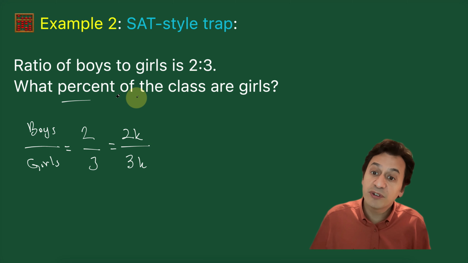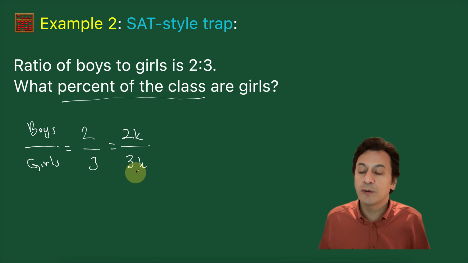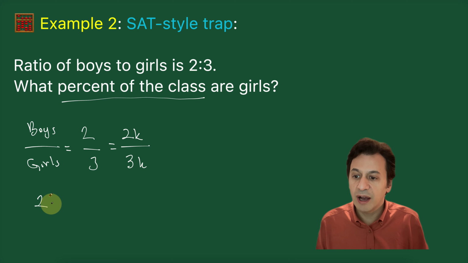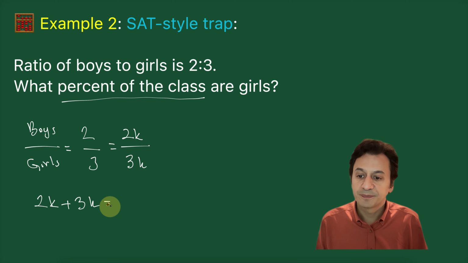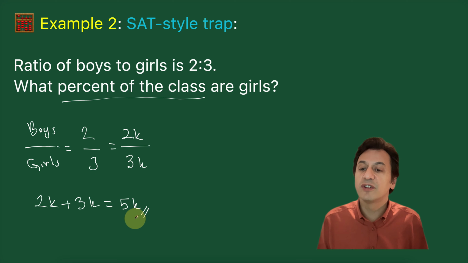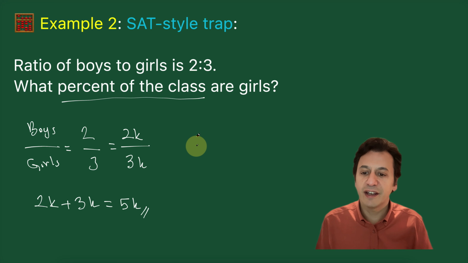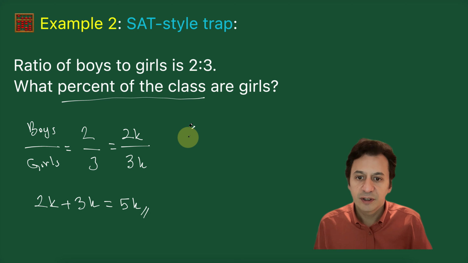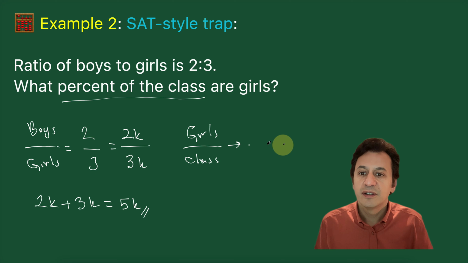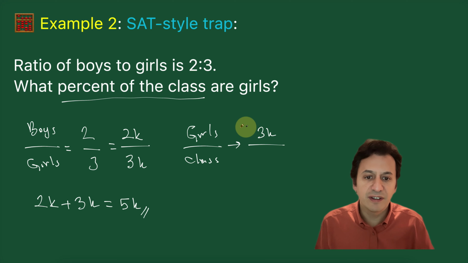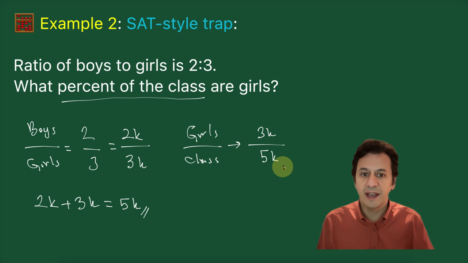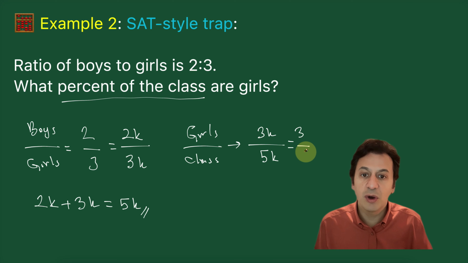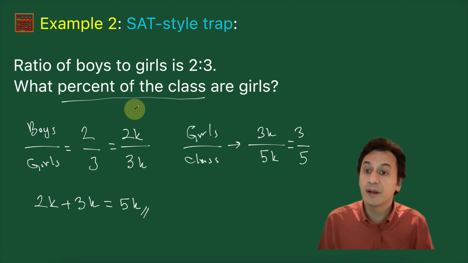So it asks what percent of the class. Okay, then I have to find the number of students in the class. Okay, so I add them up. You see, this 5K is the total number of students. So now I can answer the question because girls will be here and the class will be here. Now, the number of girls is 3K and the number of the students in the class is 5K. So the ratio is 3 over 5, but it asks the percent.